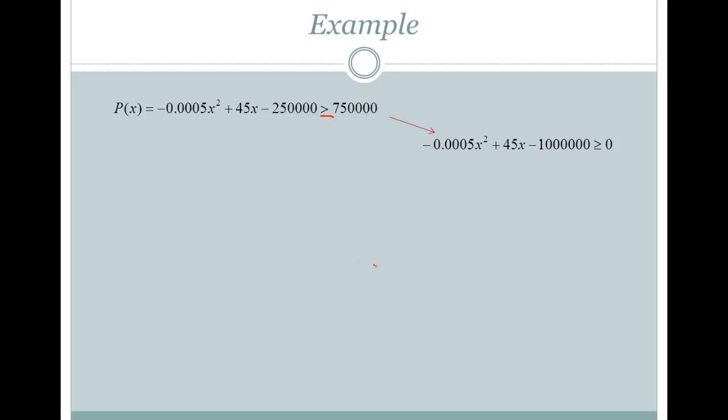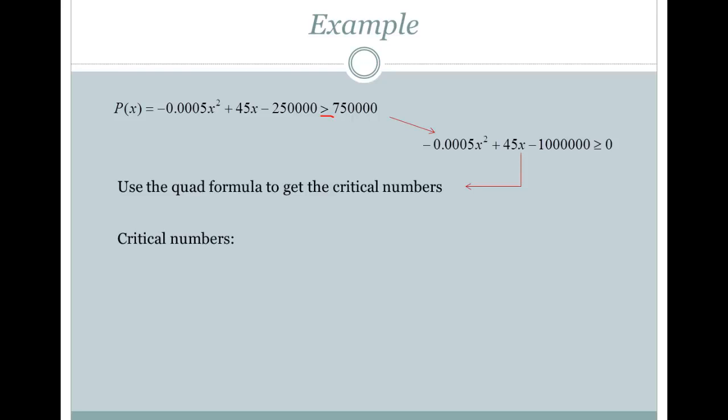Okay? So I need to find my critical numbers. It's not as obvious as we would hope, but it's a quadratic function. So I can use the quadratic formula to find my critical numbers. If I do that, I get two critical numbers: x is equal to 40,000 and x is equal to 50,000. So now I can set up my test intervals like that.